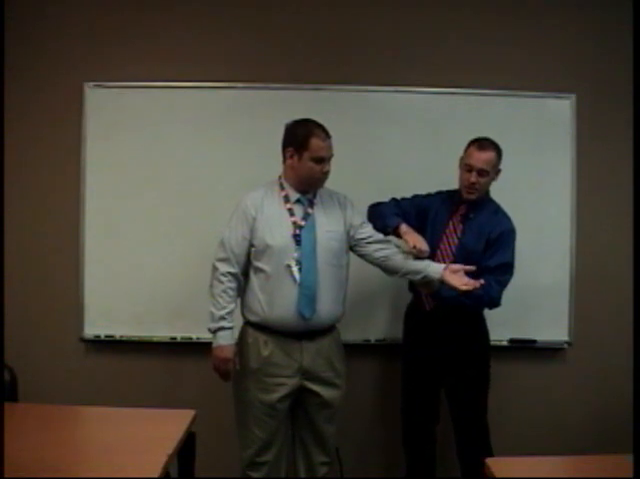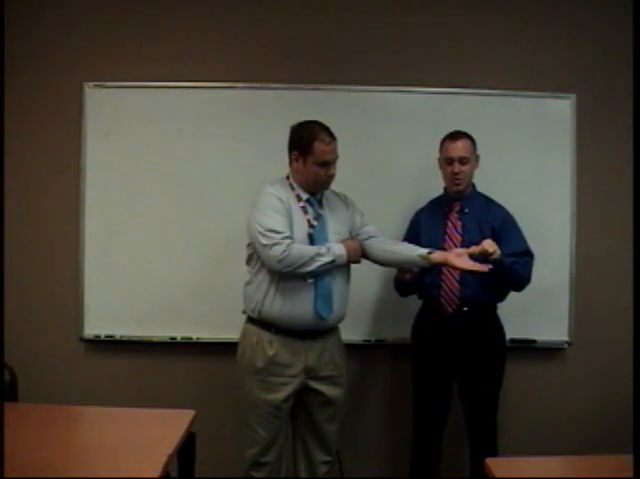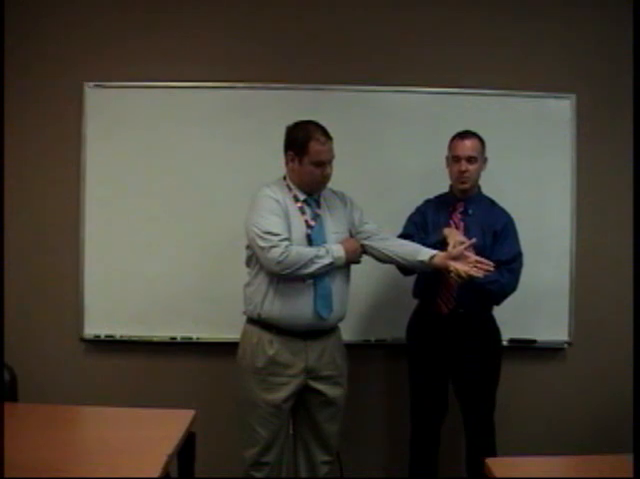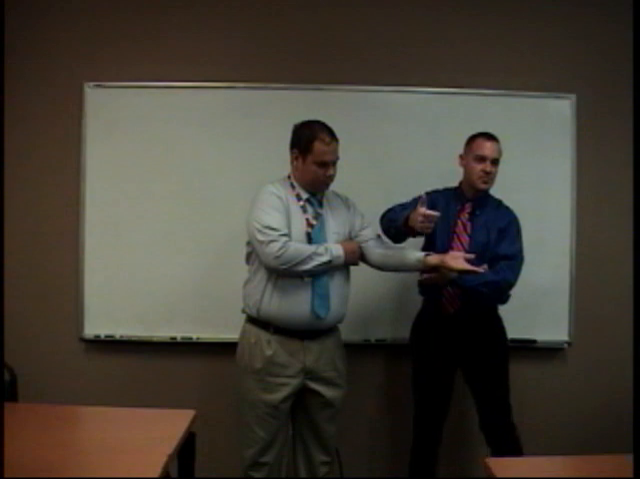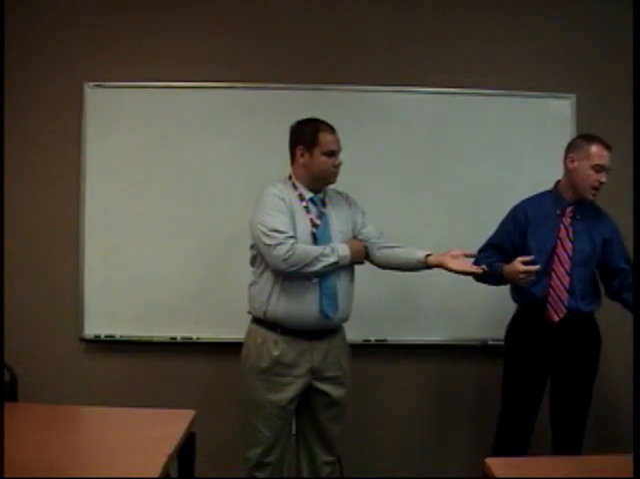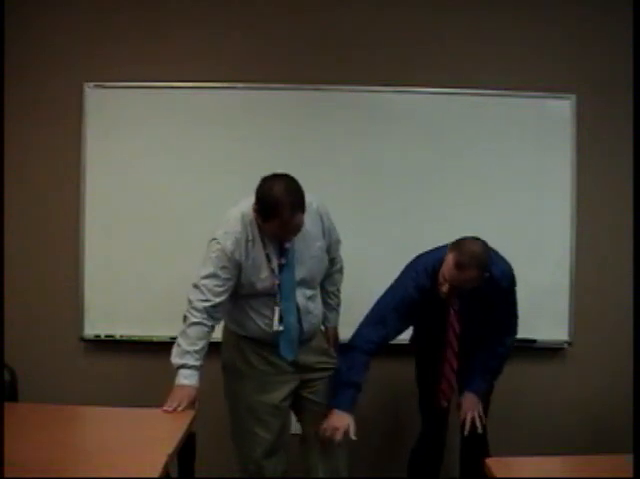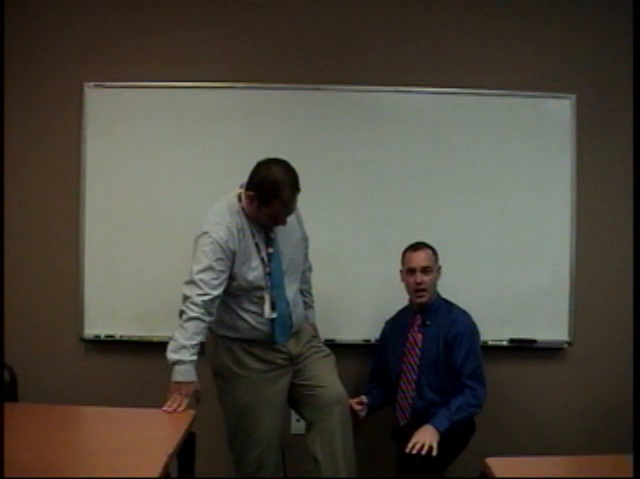Styloid processes. What side's the radius on? Outside. Right, the lateral thumb side, right? So this is the radial styloid process, and this would be the ulnar styloid process. Medial and lateral epicondyles of the femur, pretty easy. Medial epicondyle of the femur, lateral epicondyle.